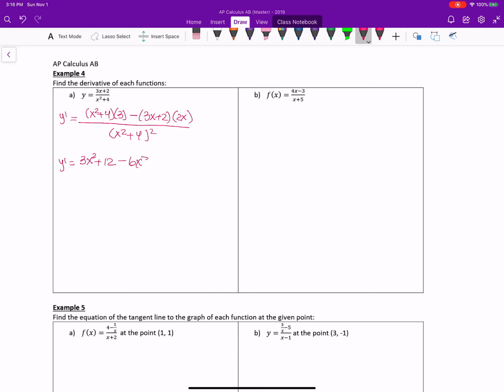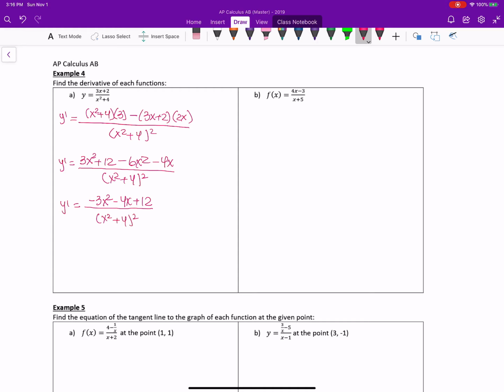Negative 6x squared, let me check here, minus 4x, I guess it would be, over x squared. Do not multiply out the denominator because the preferred form of derivatives is actually the factored form, believe it or not. So it's negative 3x squared minus 4x, did I get the sign right? I think I did. And then plus 12 over x squared plus 4 squared.